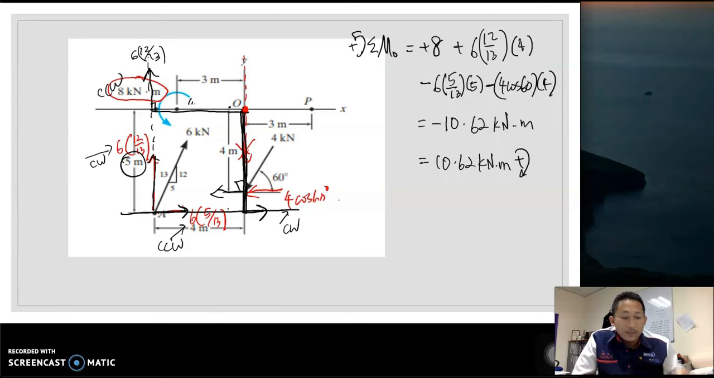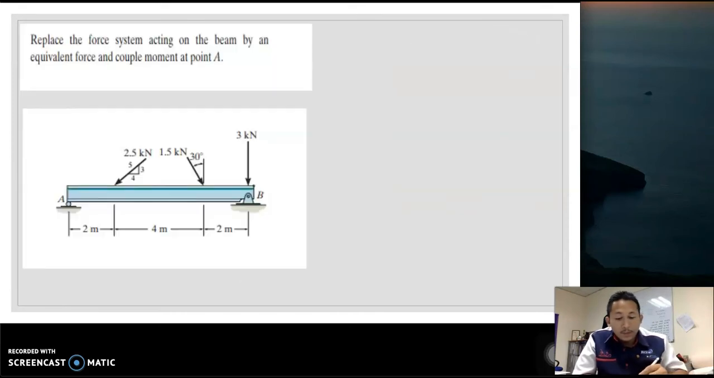Okay, so this is the equivalent force and coupled moment at point O. So that is the moment. So number 6, the final question: replace the force system acting on the beam by an equivalent force and coupled moment at point A.